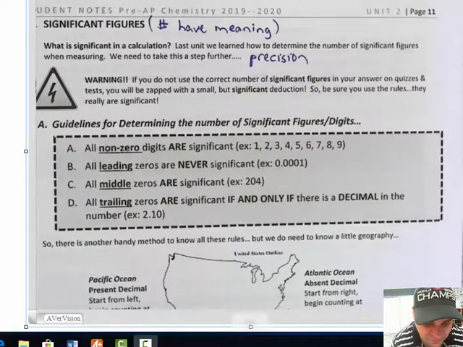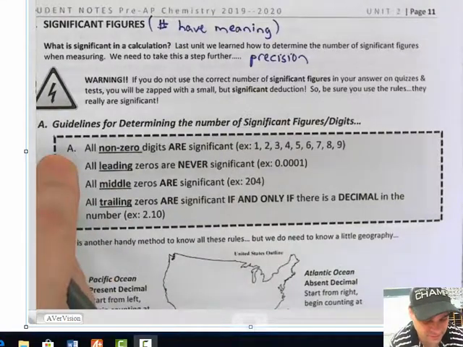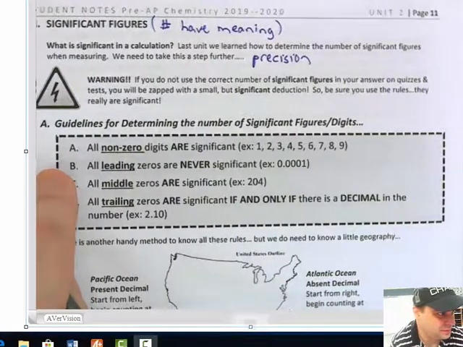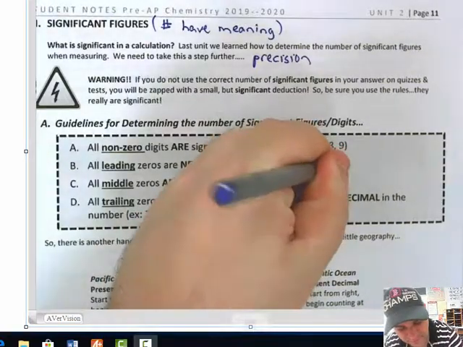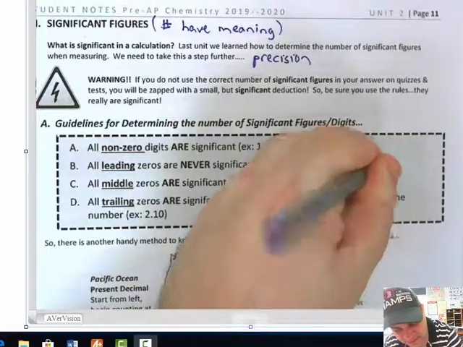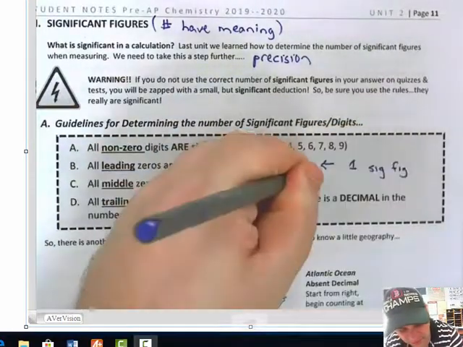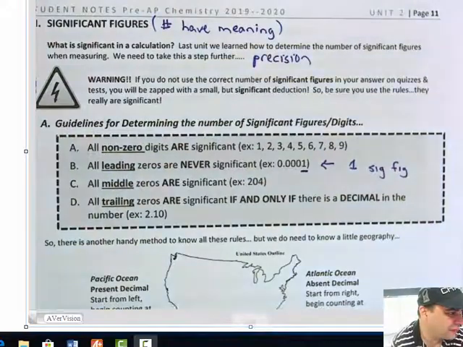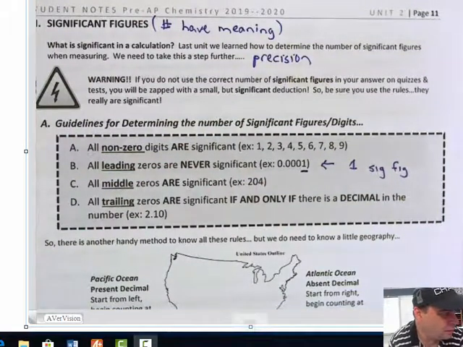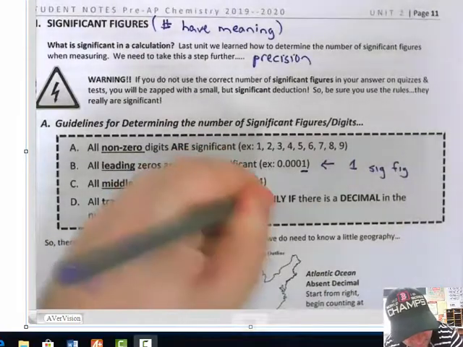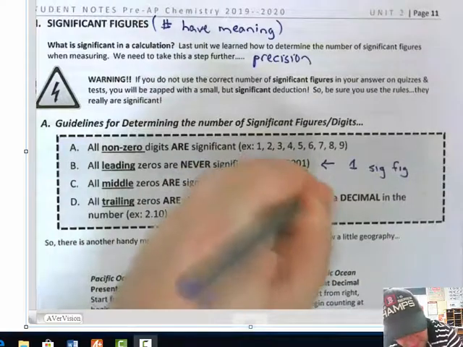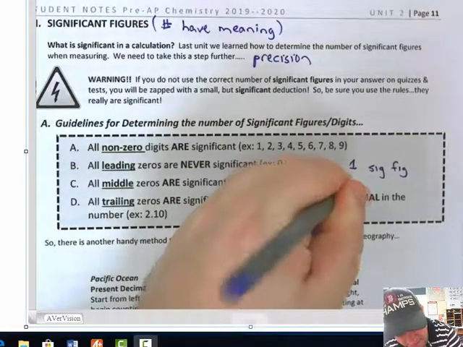So here are the rules. They are really significant. Rule A: all non-zero digits are significant. Rule B: all leading zeros are never significant. So this would have one significant figure, which would just be the 1. Middle zeros are always significant. So the 2, the 0, and the 4 here are all significant. So this would have 3 significant figures.